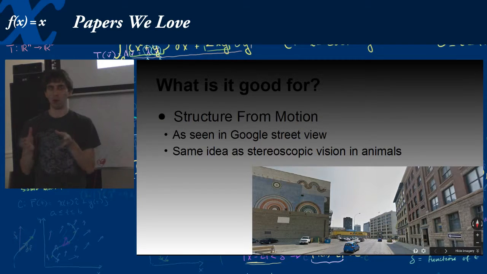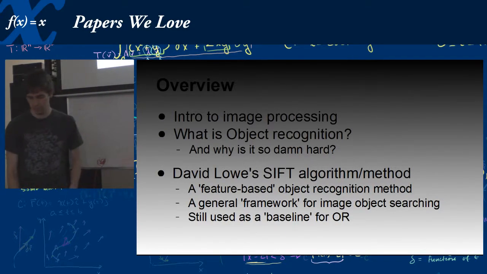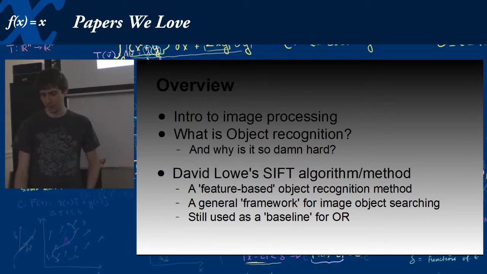They didn't actually model those 3D buildings directly. They just took the images and coalesced them together in a way similar to how animals do through their stereoscopic vision. Like, it's how we're able to detect depth as well. Computers can just do it on a larger scale with enough coaxing. So, yeah. And my slides are messed up, apparently.